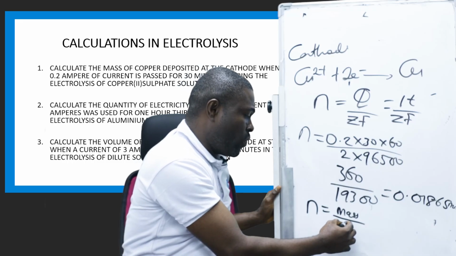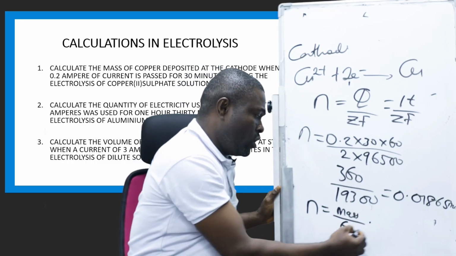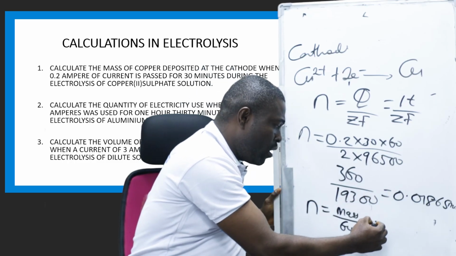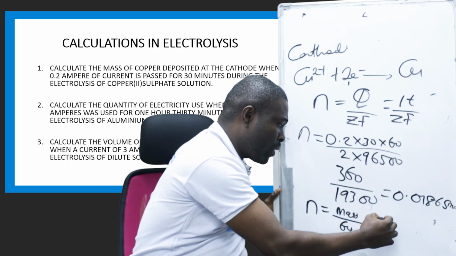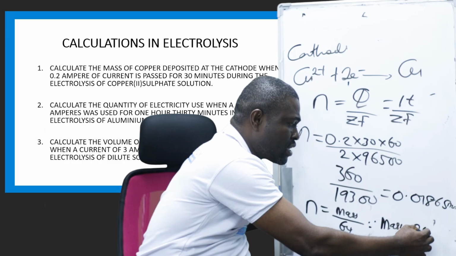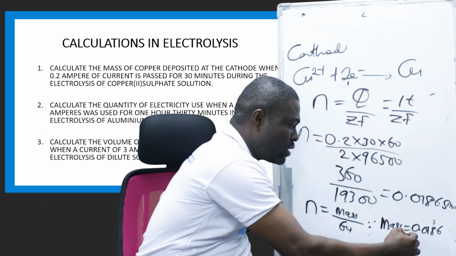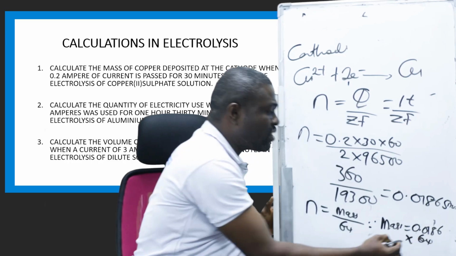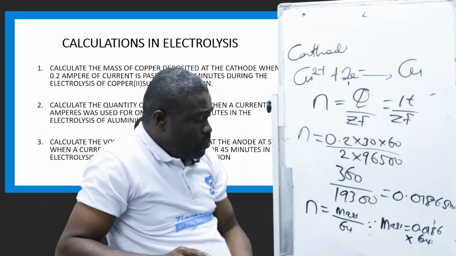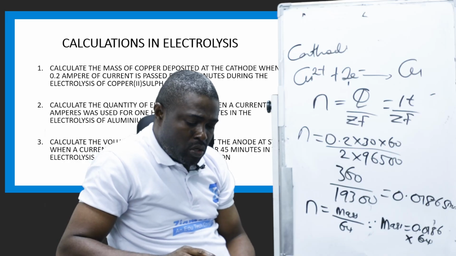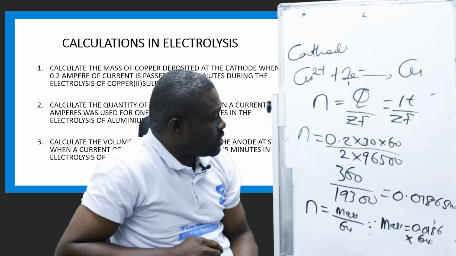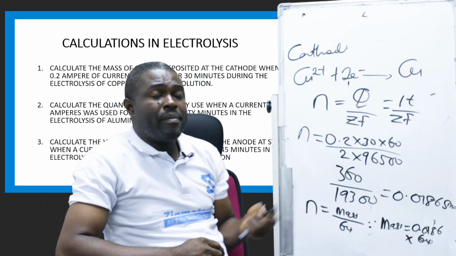Mass number of copper is 64, right? What is my mole? My mole is this. So therefore, my mass is equal to the mole, which is 0.0186, times 64. Let us see if we can get the same answer we got before. When you multiply this mole times 64, look at it, we got the same answer. So that's another method you can apply.